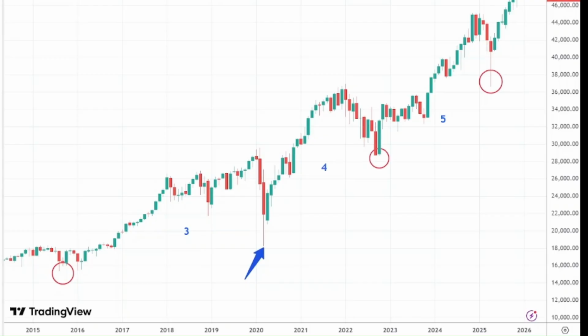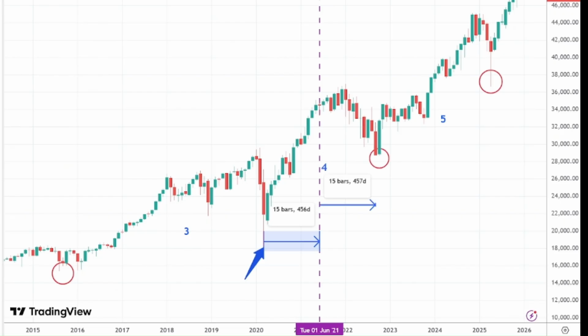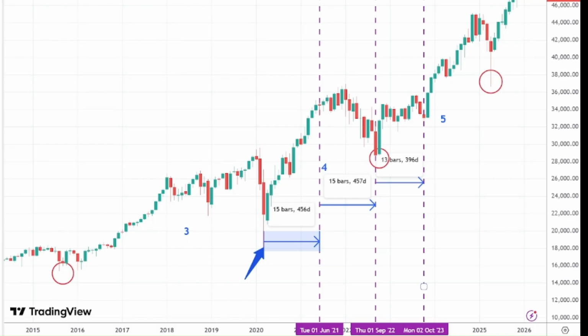Counting forward the next 3 cycles. From March 2020 to June 2021, 15 months. To September 2022, 15 months. And to October 2023, 13 months.